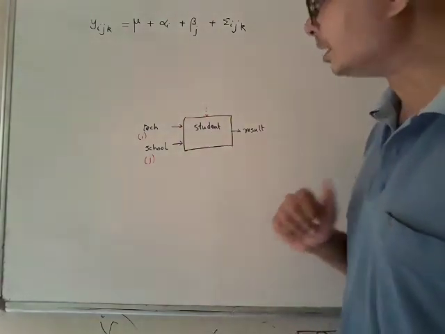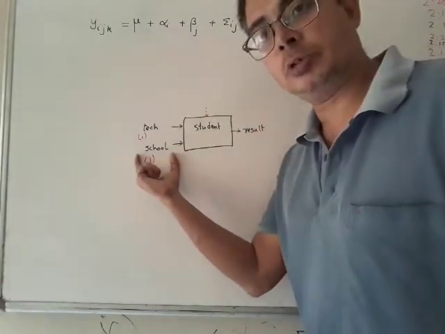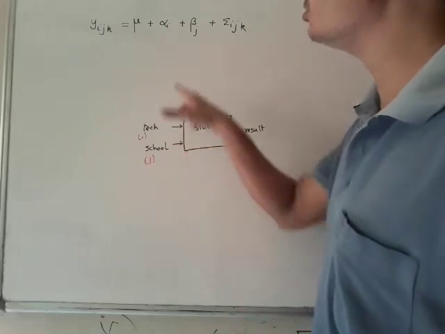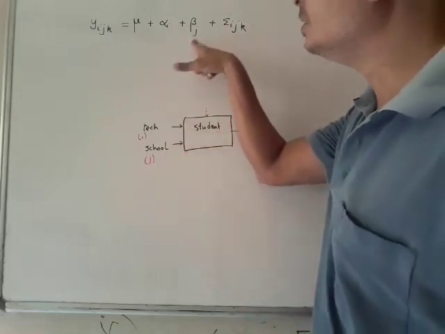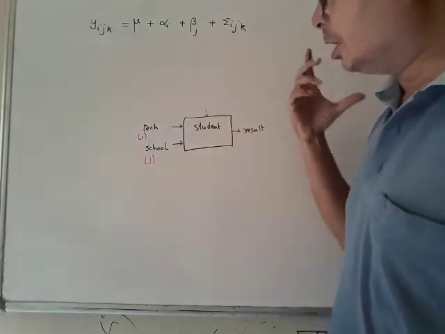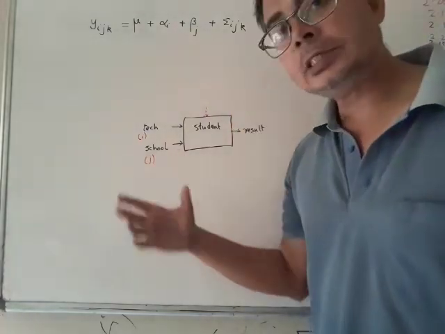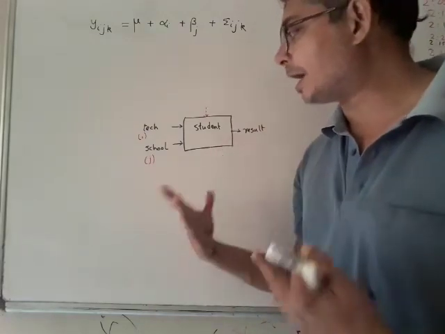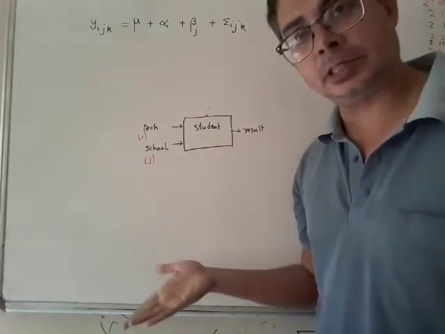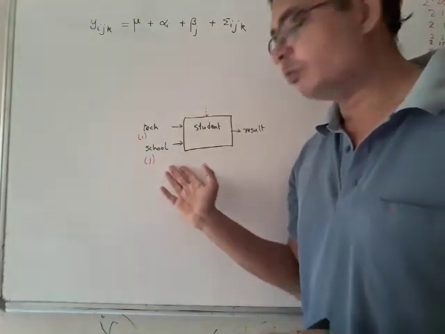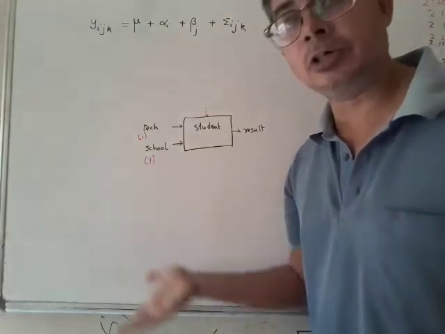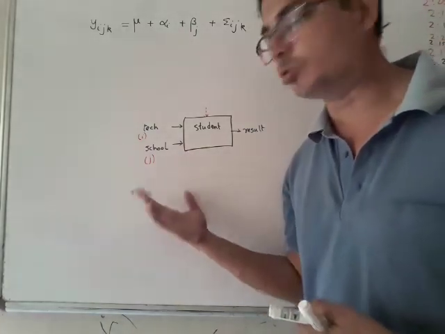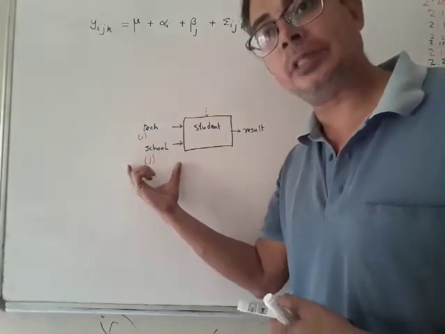Now let us understand this particular input, school. When I say the school has an influence, this beta j is the influence of the school. The school actually consists of lots of different things. For example, what is the average income of the parents there? What is the total area? Whether the school is situated in an urban region or a rural region? What is the amount of open space in the school? All those things are part of the school.